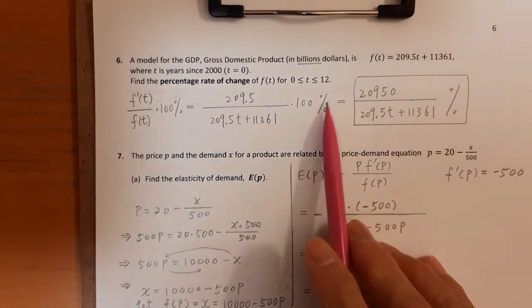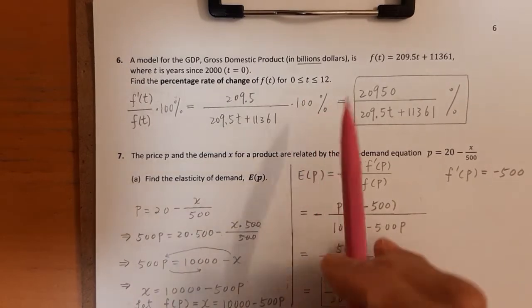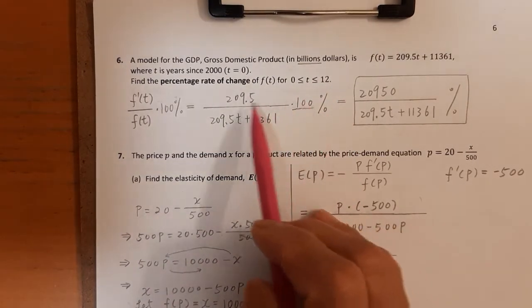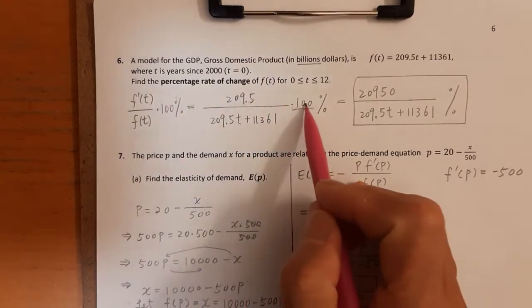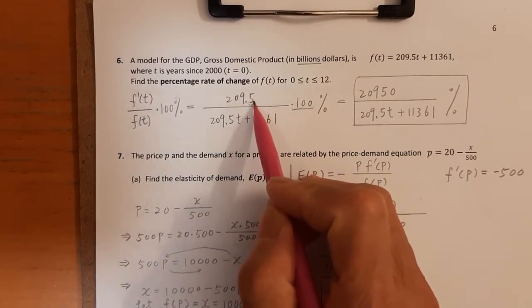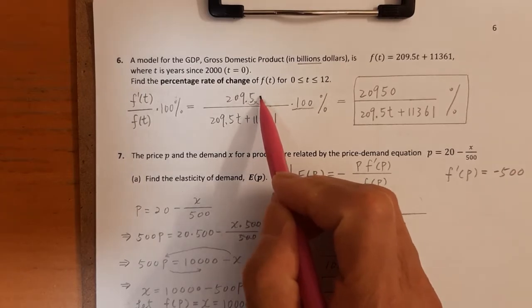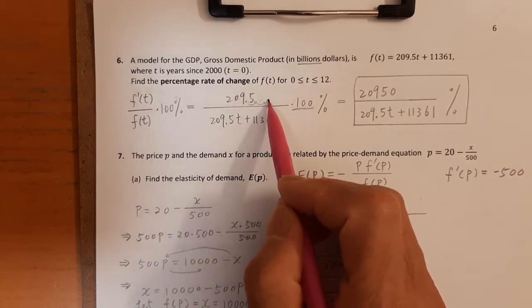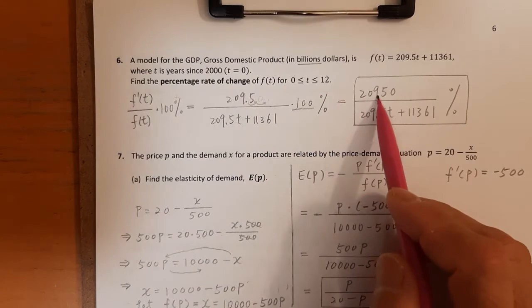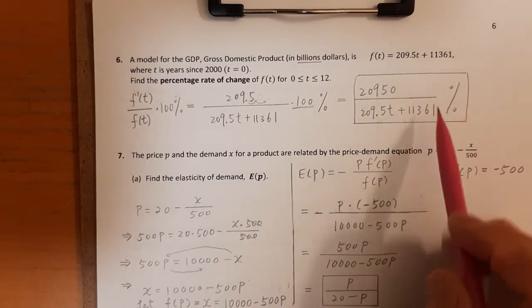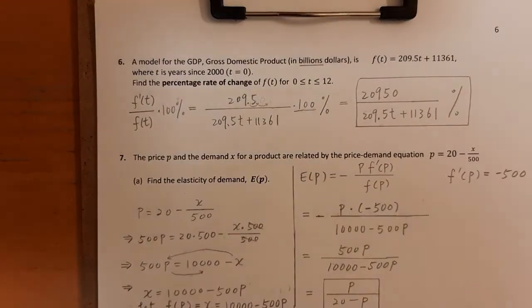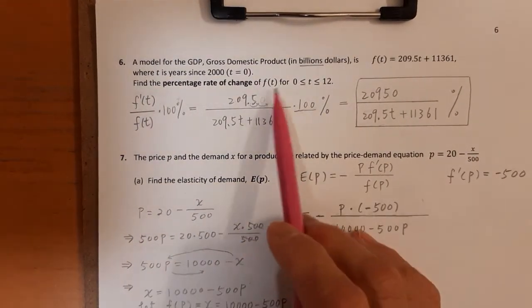Then it equals 100 times 209.5. So you move the decimal point to the right 2 positions, filling in 0, and we get 20950 over this denominator, and put the percent sign. That's the answer. This is the percentage rate of change of the f function.